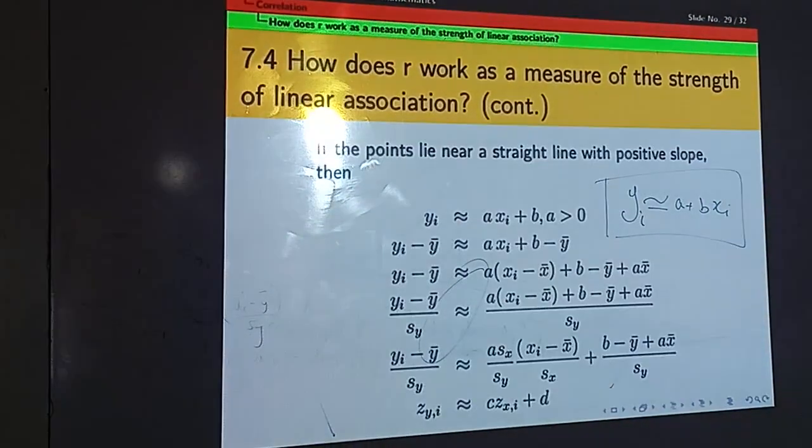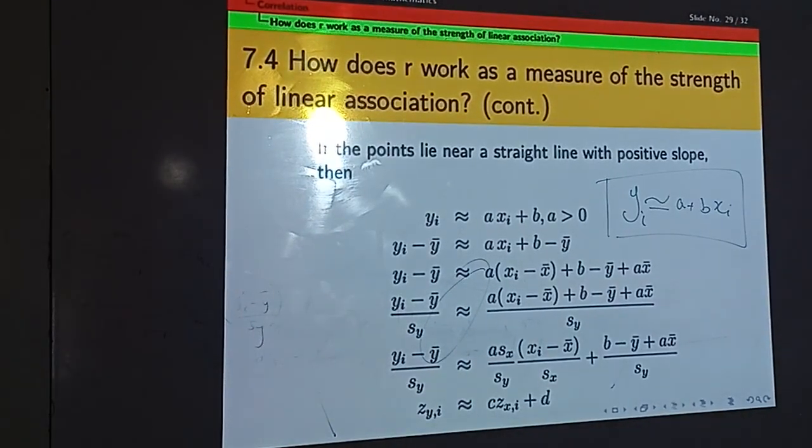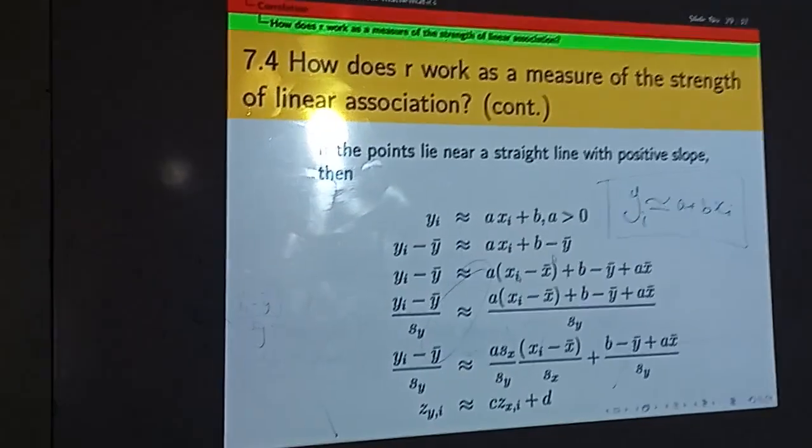Right. So that is the end of this section, but there is another part, the next chapter, which is also continuing with correlation. So let me go to that.